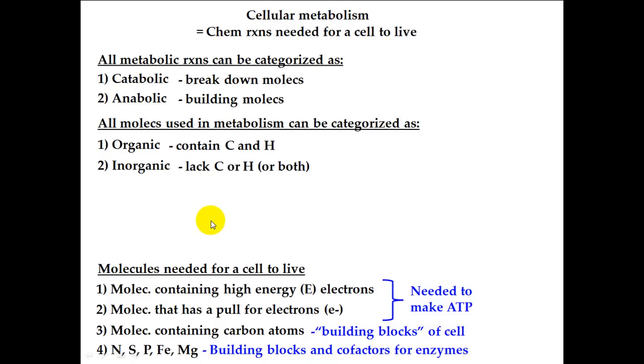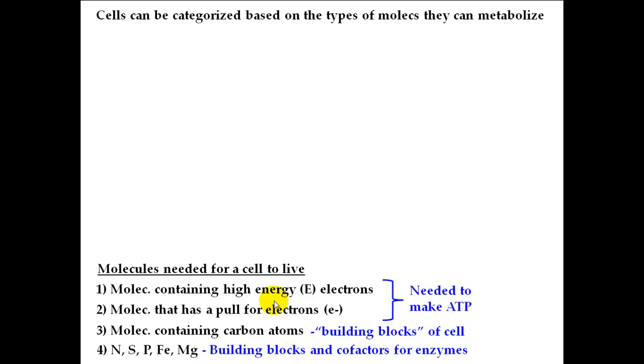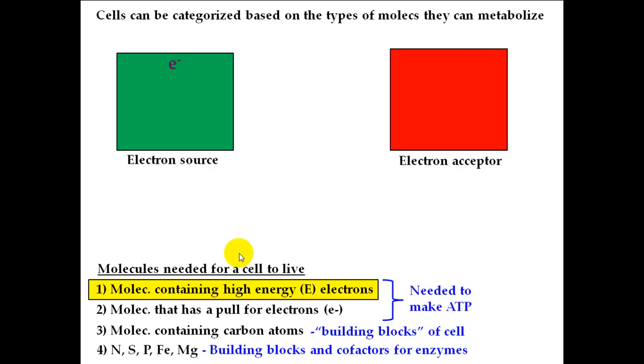Another way you can categorize things metabolically speaking is to categorize each type of cell based off of what types of molecules they can metabolize. So here's what we mean by that. One of the types of molecules that a cell needs access to in order to stay alive is a molecule containing high energy electrons. The reason a cell needs access to a molecule like this is because when it breaks down that molecule to release the electron, it's the movement of the electron to another molecule that generates the energy needed to generate ATP. So different types of cells use different types of molecules as their electron source.